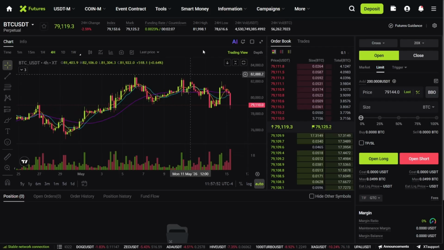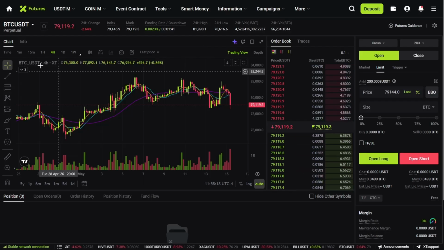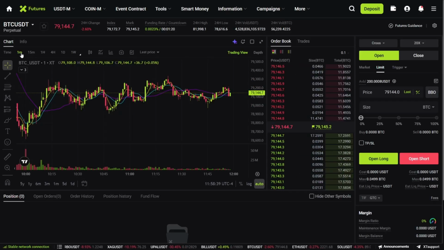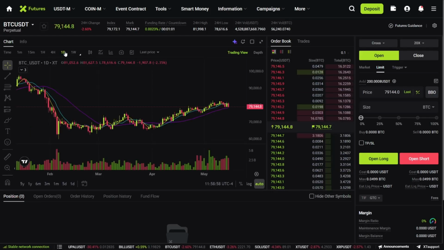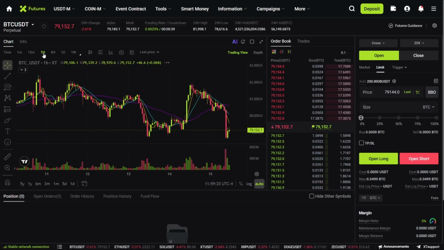Next, we're going to quickly go over the TradingView chart. Most centralized exchanges have the TradingView software built in. At the top of the chart, you can change the time frame. For example, shorter time frames like 5 minutes or 1 minute can show short-term price movement, while longer time frames like the hourly, 4-hour, or daily can give you a bigger picture of the trend. We're going to leave the chart on the hourly for the rest of the tutorial.